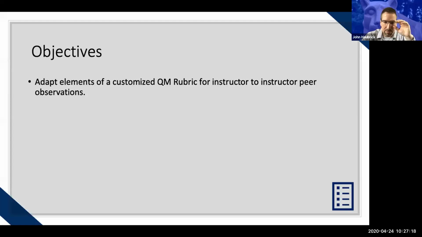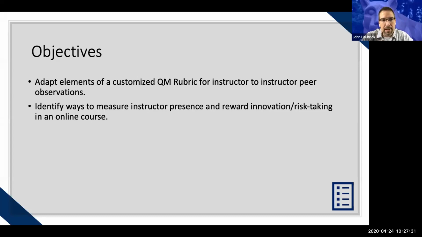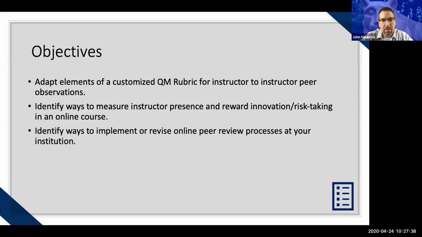So the objectives for this session are to look at how we adapted elements of a customized QM rubric for instructor-to-instructor peer observations, identify ways to measure presence and reward innovation and risk-taking in an online course, and think about ways to implement and revise the peer review process at your institution as well. So hopefully you find some of it useful and can relate to some of this.